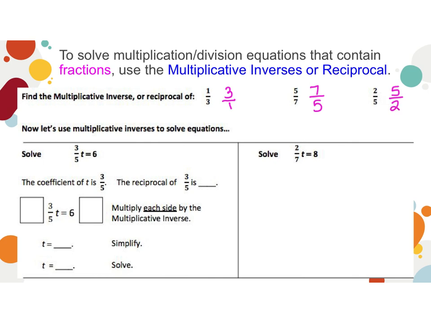Now let's use multiplicative inverses to solve equations. Down below we see on the left 3/5 times t equals 6. So we would want to find the reciprocal of 3/5 because that is the coefficient next to t. So the reciprocal of 3/5 is 5/3. So we would want to multiply by that reciprocal on both sides of our equation. So in the boxes down below, we will multiply both sides by 5/3.